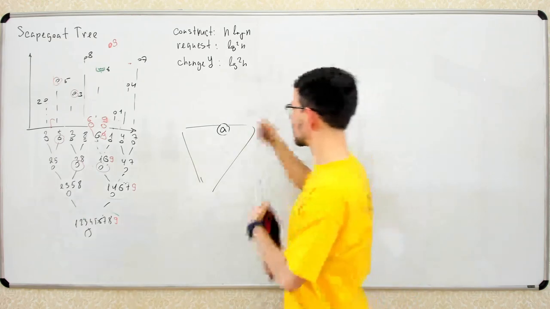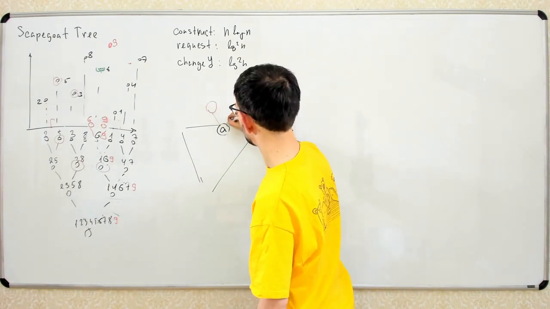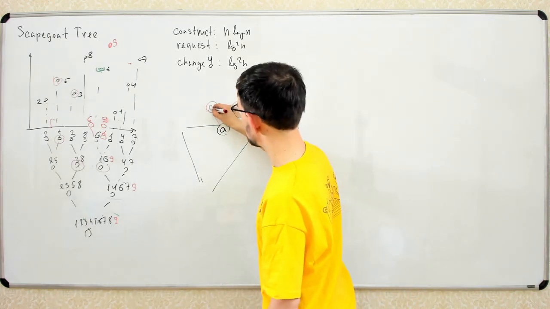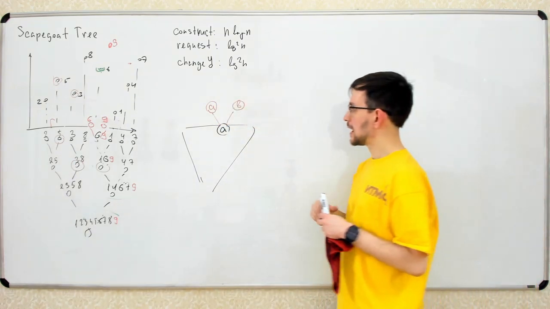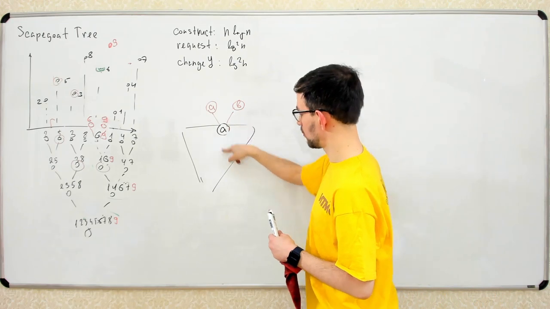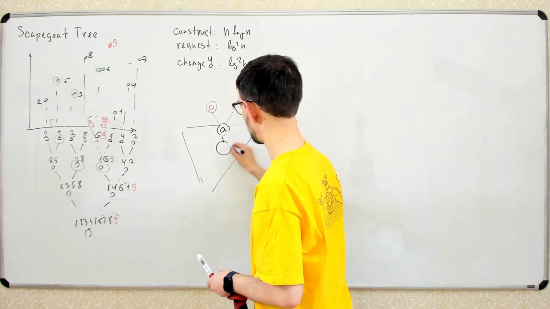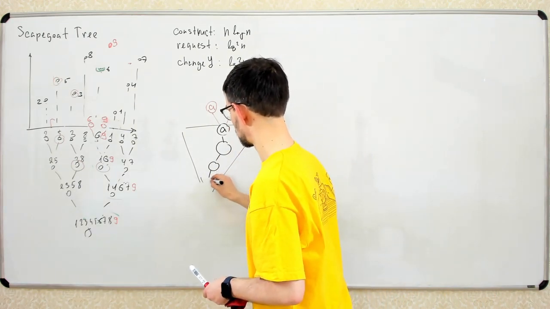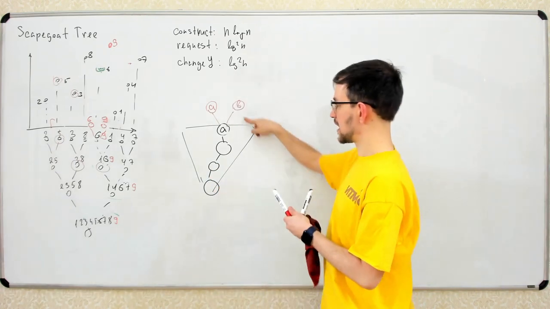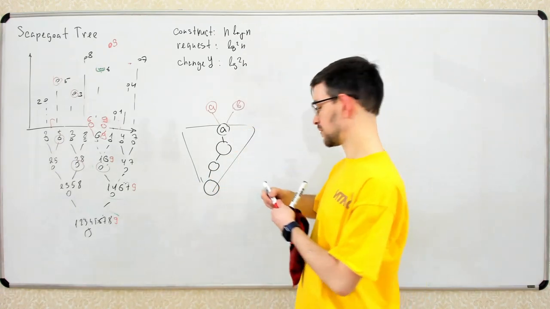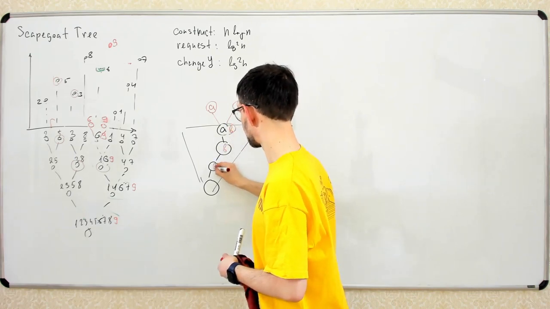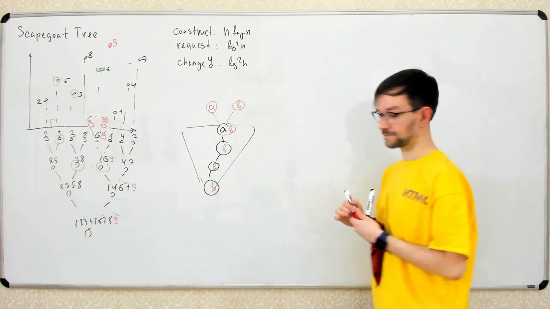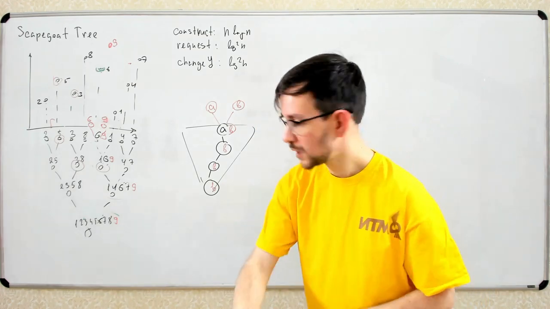So what you can do, you can split this leaf node into two leaf nodes. Put a here, put b here. And now you can add this b to the whole path. So you have all these nodes to the root. Now you just add this b to all nodes on this path. Cool.